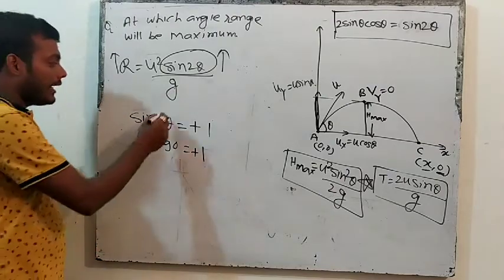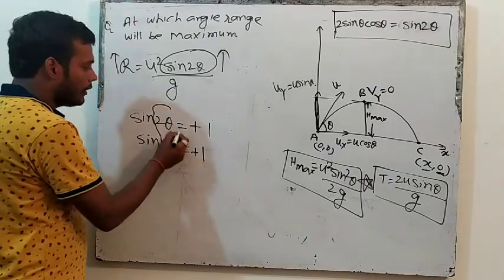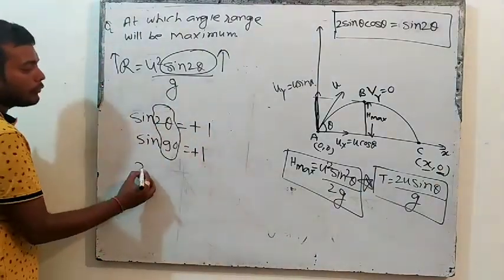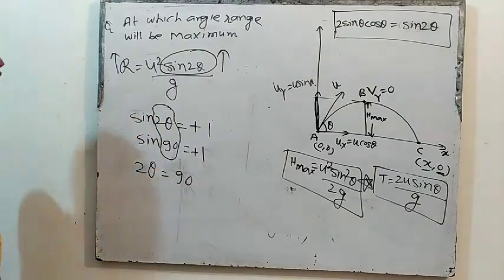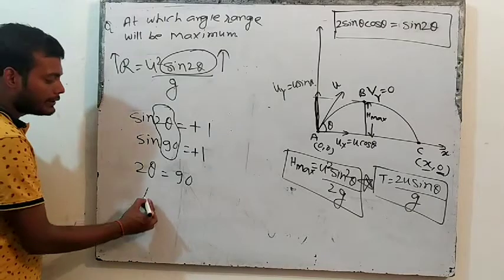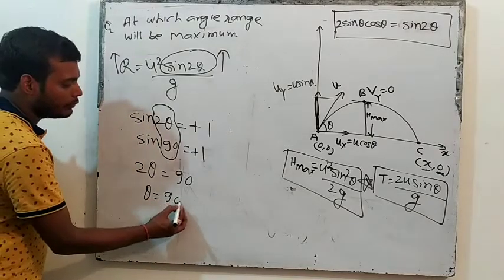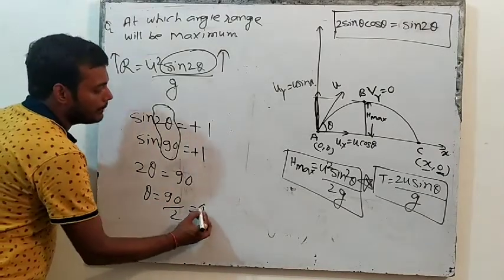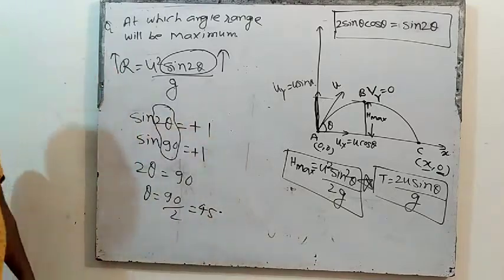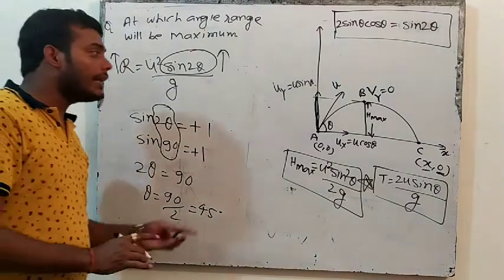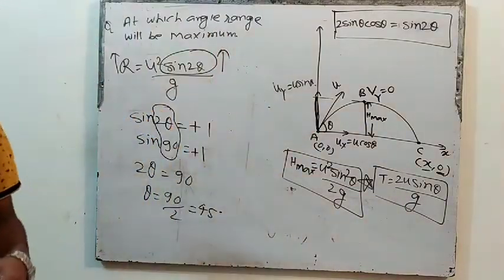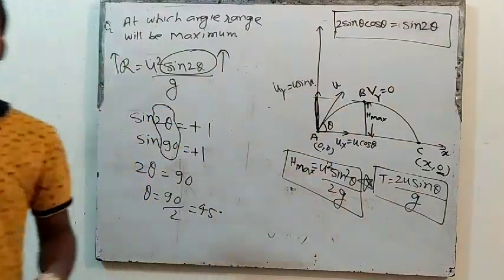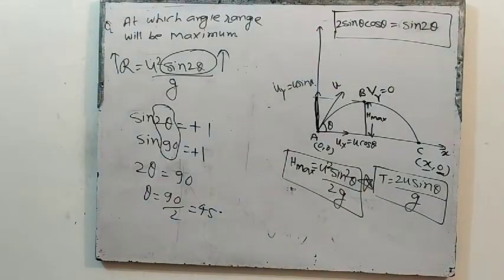So if you will compare these two, then 2 theta should be equal to 90. Right? So if 2 theta should be 90, then theta should be 90 by 2, which means 45 degree. That means when you will throw any object at an angle 45 degree with the horizontal, then range will be maximum.